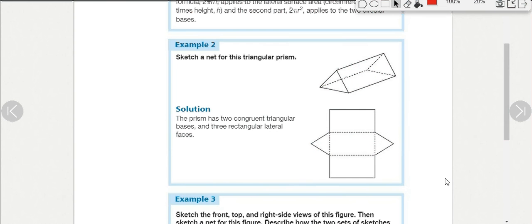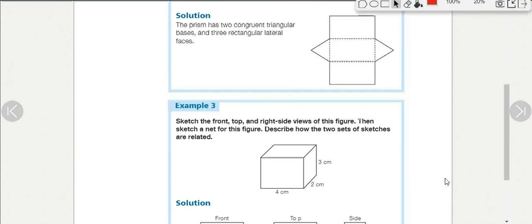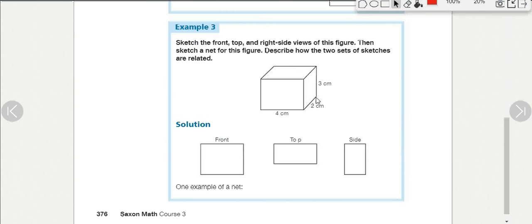Okay, kind of fun. Example 3 has you sketching the front, top, and right side views. Then sketching the net. So if you look at this straight on, the front you see on the left there in the solution. And straight on to the top, that part's a 4x2, so we know it's a little bit longer than it is wide. And then a side is a 2x3, slightly taller than it is wide, but not as much. So you just want to reflect those measure relationships.